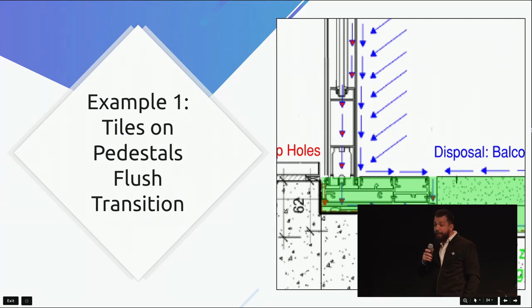Okay, a couple of examples. I've kept them not overly complex because we don't have too much time here, but I'll explain something about this because it is a little bit of a contentious one. I actually have to write an email later to this effect. This is tile and pedestals used to achieve a flush transition. And I know it's not exactly flush, but bear with me here, just pretend.